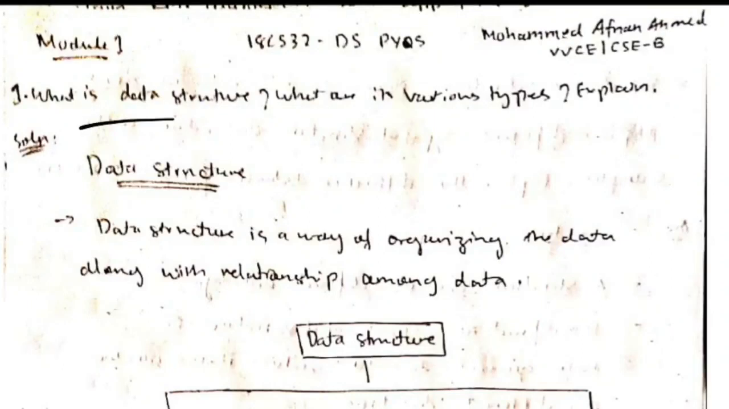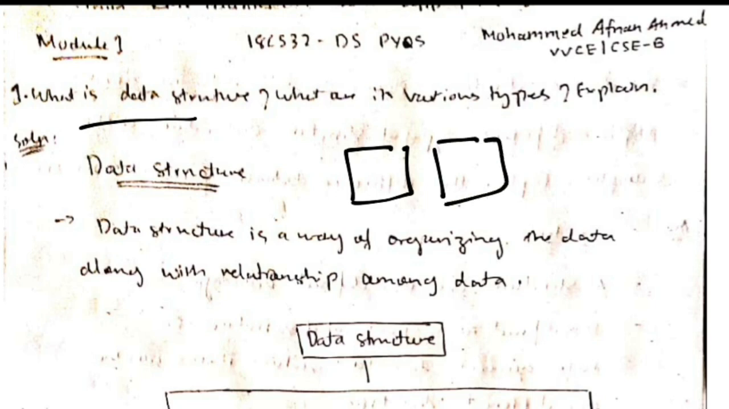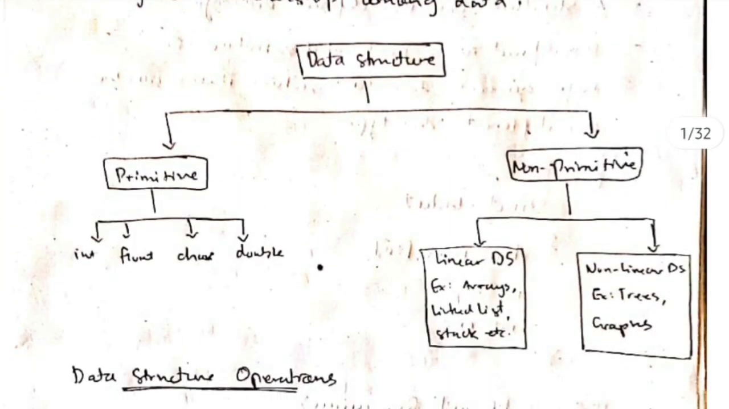The first question is, what is a data structure? We have different types of data like int, float, and character. The organization of those data in the memory is nothing but data structure. We have two types: primitive and non-primitive. In primitive, we have single entities like int, float, char, and double.